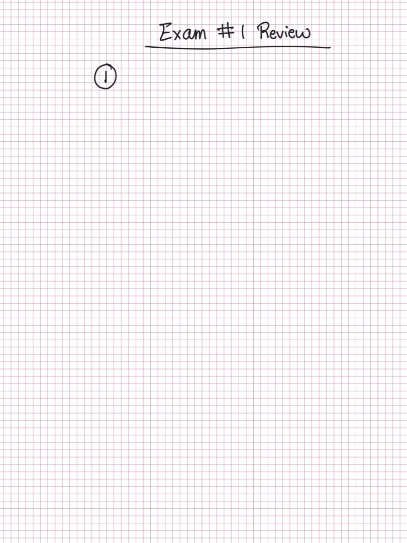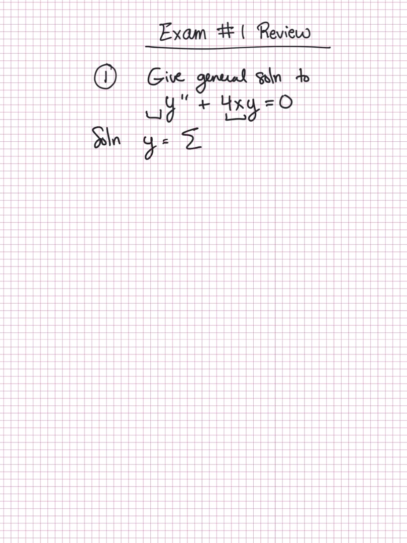So for the first problem, we have to use the power series method to give the general solution to the second derivative of y plus 4x times the function is equal to 0. Since the coefficient functions in front of the second derivative and in front of y are both analytic, we can assume that we have a solution y equal to a sum, so it's a power series.